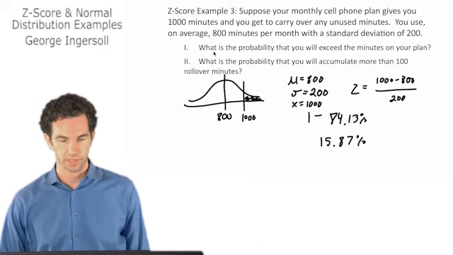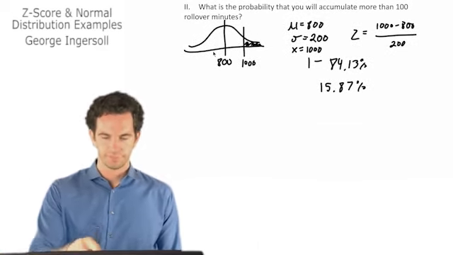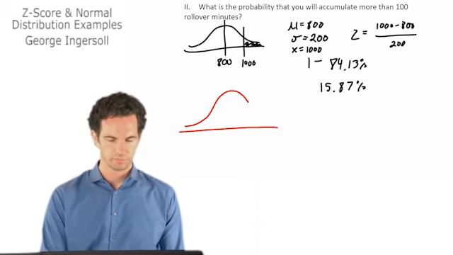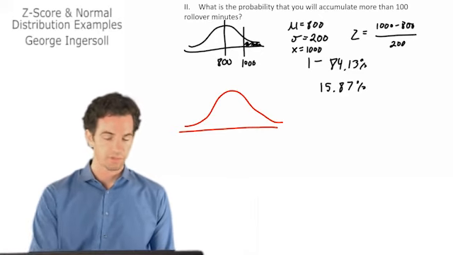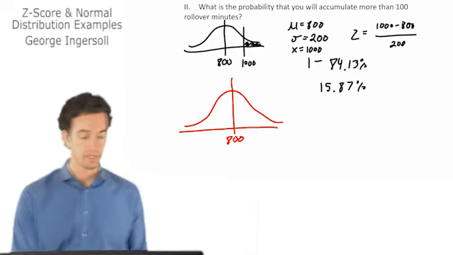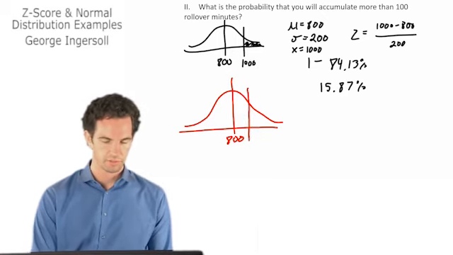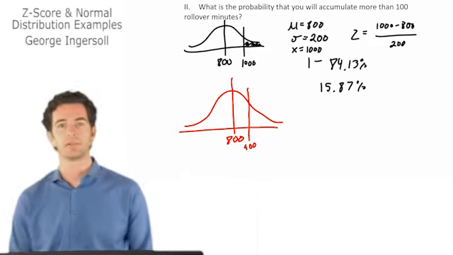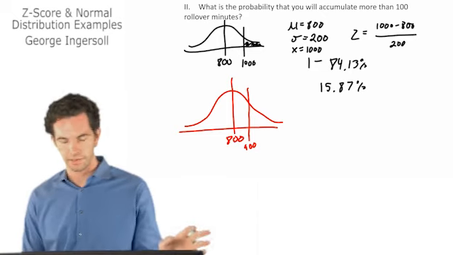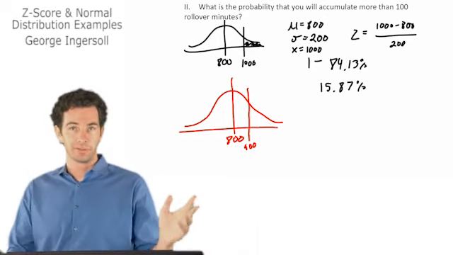Plan gives us 1,000 minutes. So let's just focus on that right now. I'm going to draw this out. My average is still 800. That has not changed. I still average 800 minutes. But now the x value that I'm interested in is 900, right? Because that's the key value here. If I have 900 minutes, I'm going to get exactly 100 rollover minutes because the plan gives me 1,000.